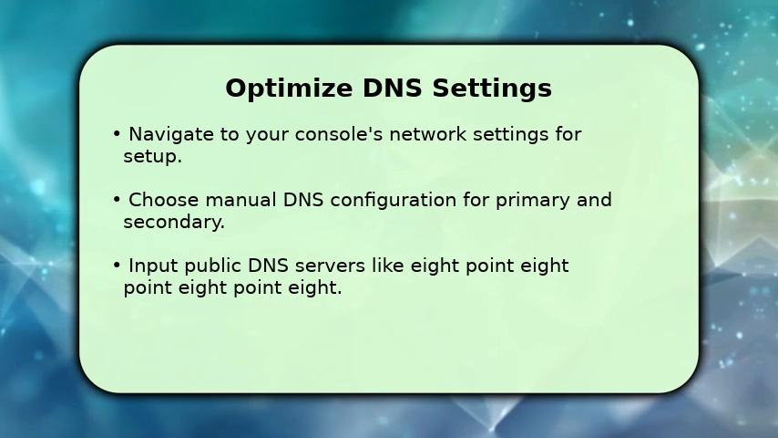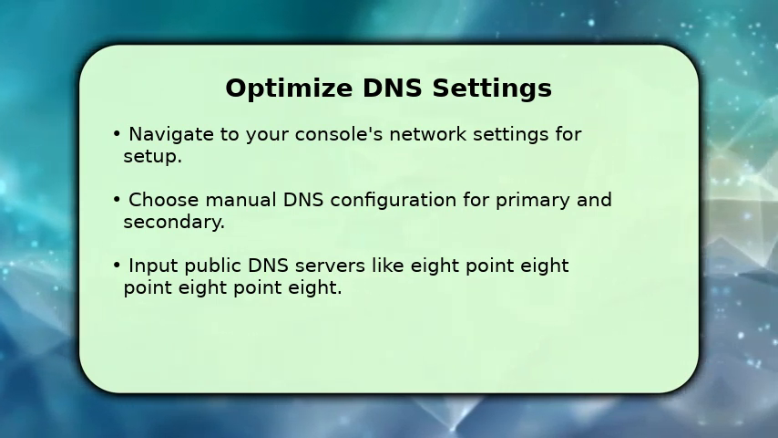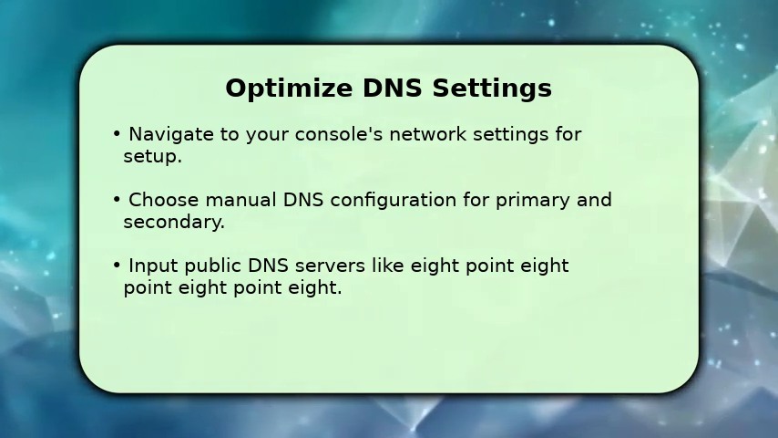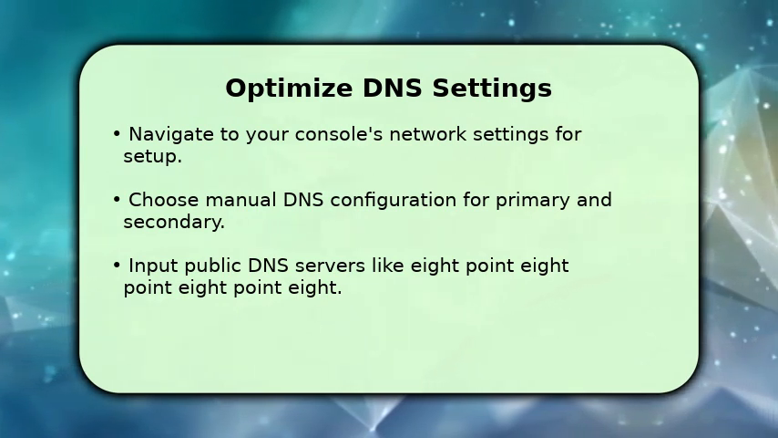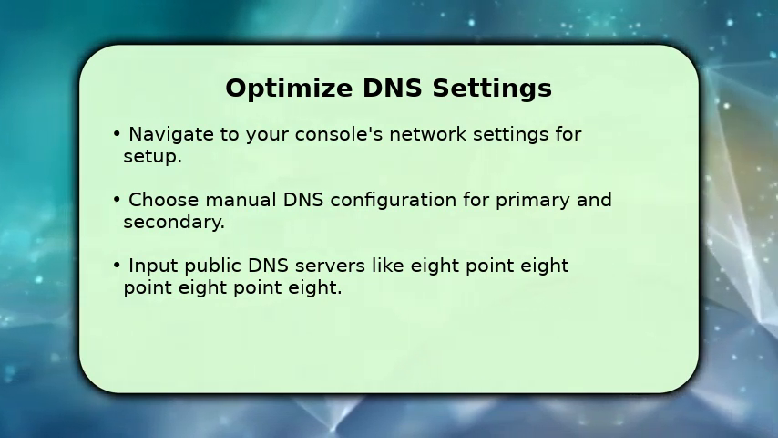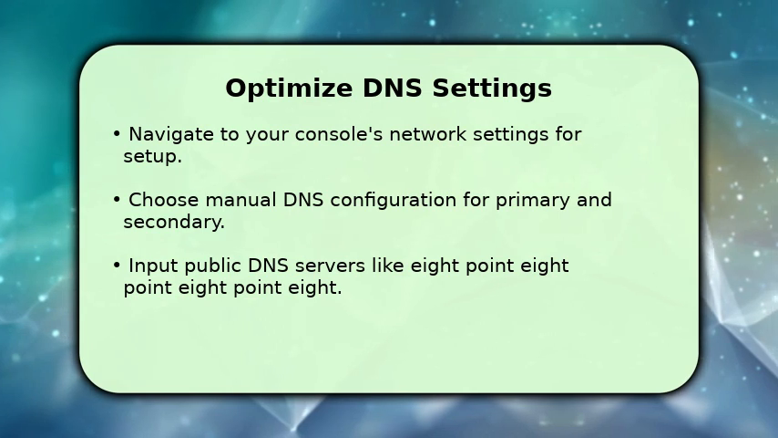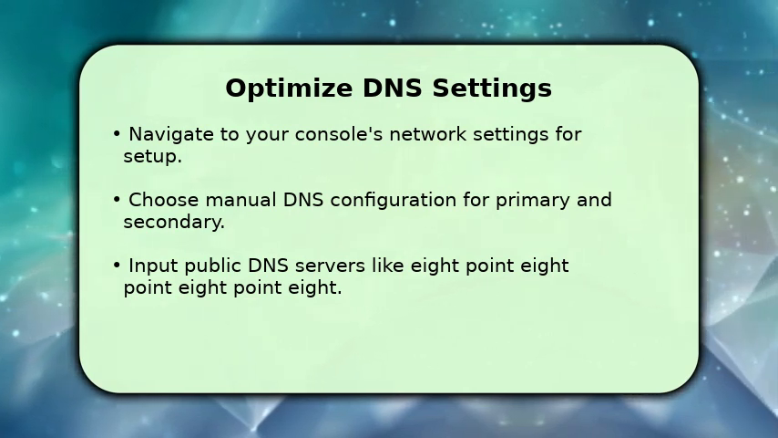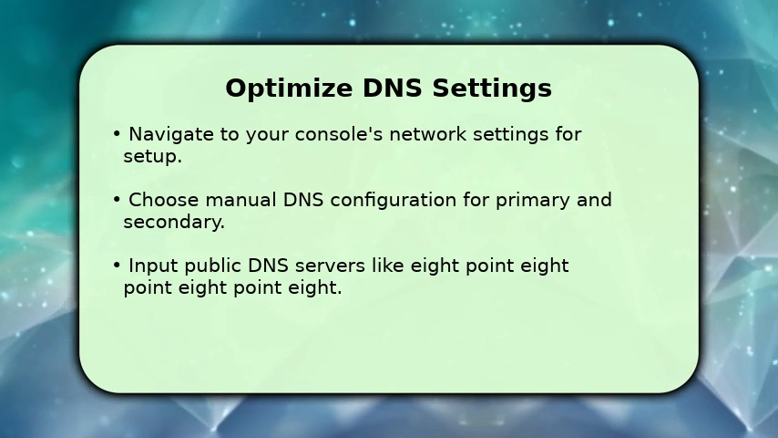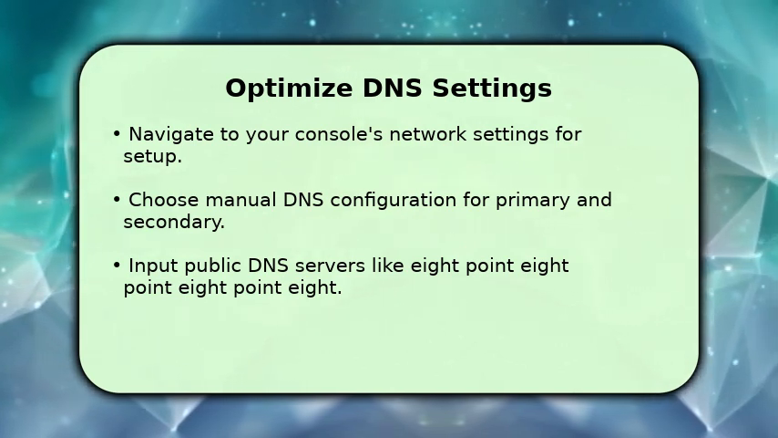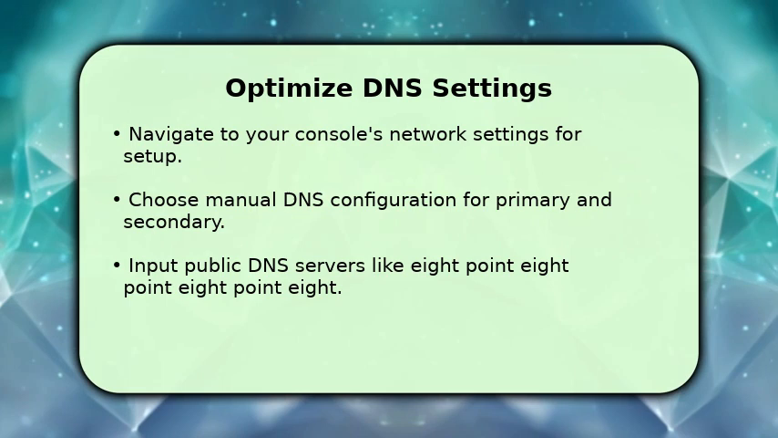If the previous steps didn't resolve the error, let's try optimizing your DNS settings. Head into your console's network settings and select Set up Internet Connection using the custom option. When prompted for DNS settings, choose Manual. For the primary DNS, you can use 8.8.8.8, and for the secondary, try 8.8.4.4. These are Google's public DNS servers, often improving connectivity.